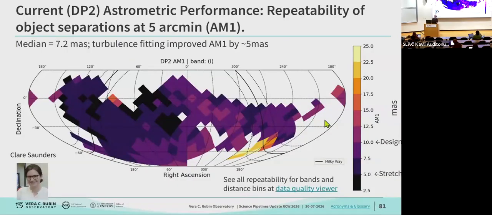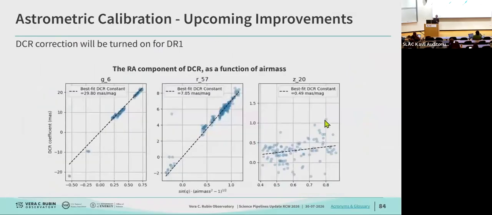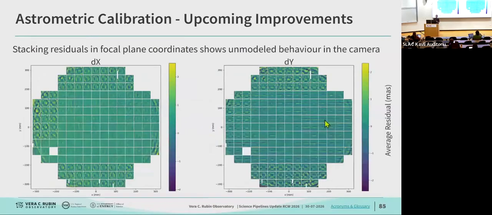This was a huge contribution. Our median repeatability in the separations of stars is now 7 milliarcseconds, and for most of the sky, we are below the design goal of 10 milliarcseconds. But of course, we can always do better. For DR1, we're planning on accounting for differential chromatic refraction. We're also planning to account for the small-scale structure in the camera.